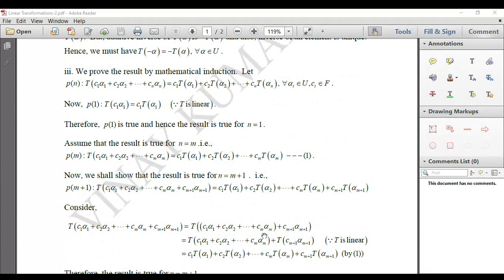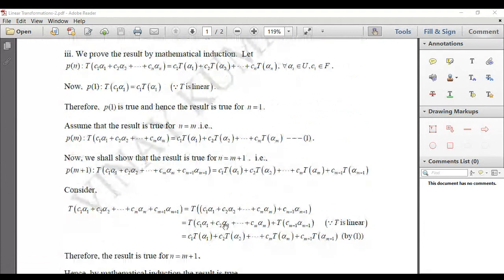Now you know that we have assumed this result is true for m vectors. That means if there are m vectors of this form, I can write that one like this. And see this first term, it is the left-hand side of this. So I can write the right-hand side of equation 1 because it is true. We have assumed this is true. So I can write this one as C1 into T of alpha 1 plus C2 into T of alpha 2, etc. up to Cm into T of alpha m.